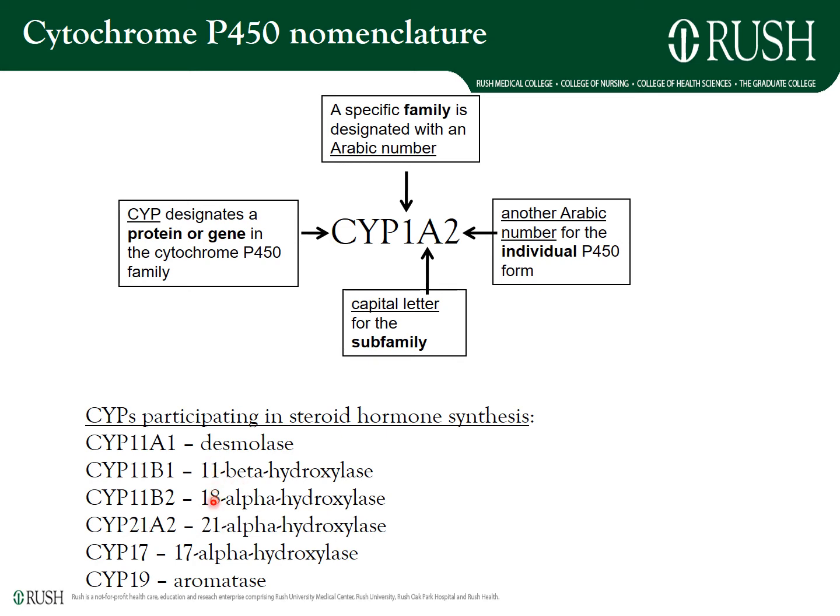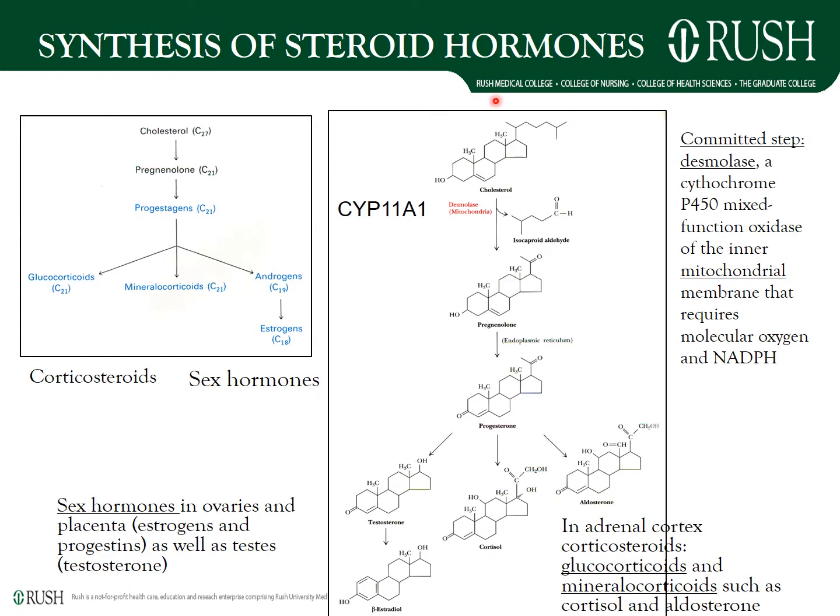11, 18, 19 and 17 mean which carbon atom of the cholesterol ring is getting a modification by the CYP system, either hydroxylation or further oxidation. Alright, so this is actually the same figure. Unfortunately, it is flip-flopped, but bear with me.